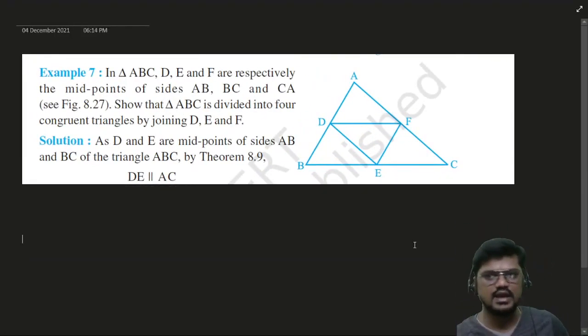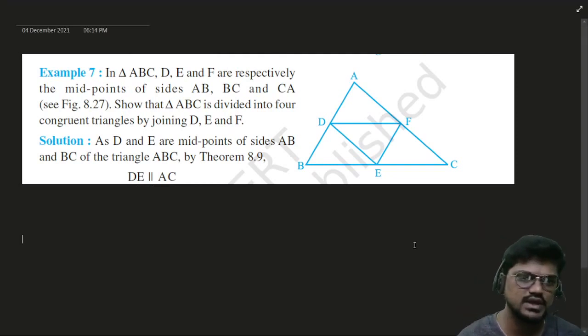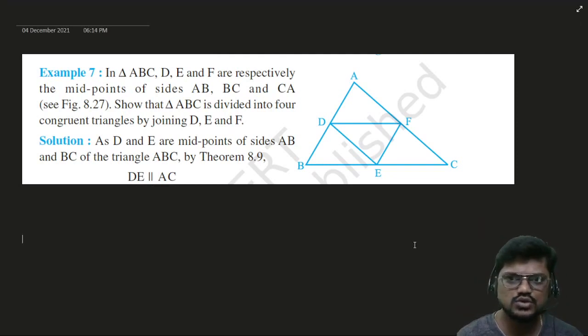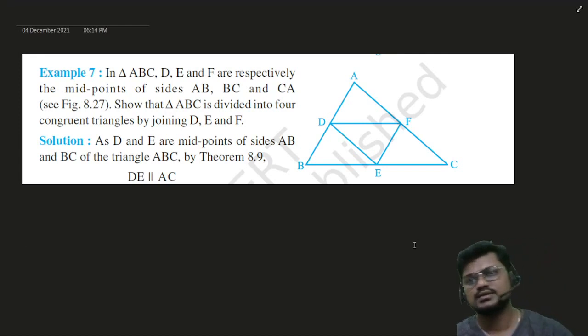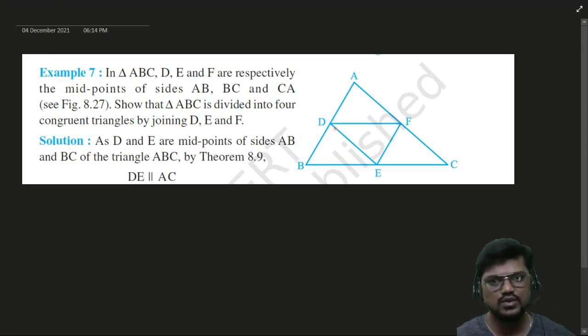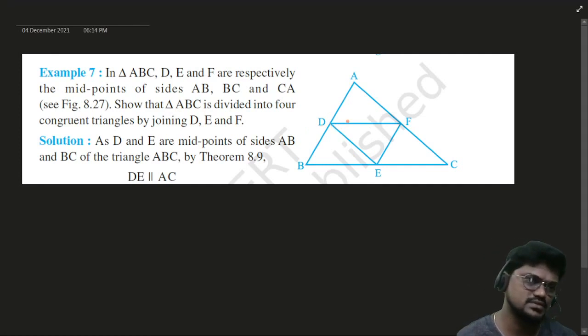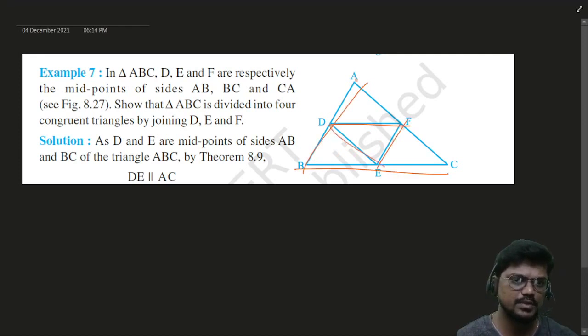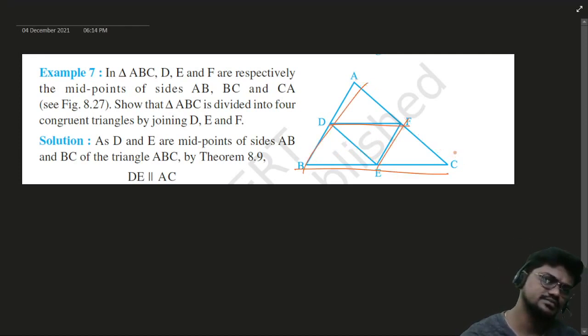What is given in triangle ABC? D, E, F are respectively the midpoints of the sides AB, BC and CA. Show that ABC is divided into 4 congruent triangles by joining DEF. They are 4 congruent triangles you have to prove. Fine. See, we know that since all these points are midpoints, all of them will be parallel to each other. Means this DF will be parallel to this, this will be parallel to this, and this will be parallel to this.